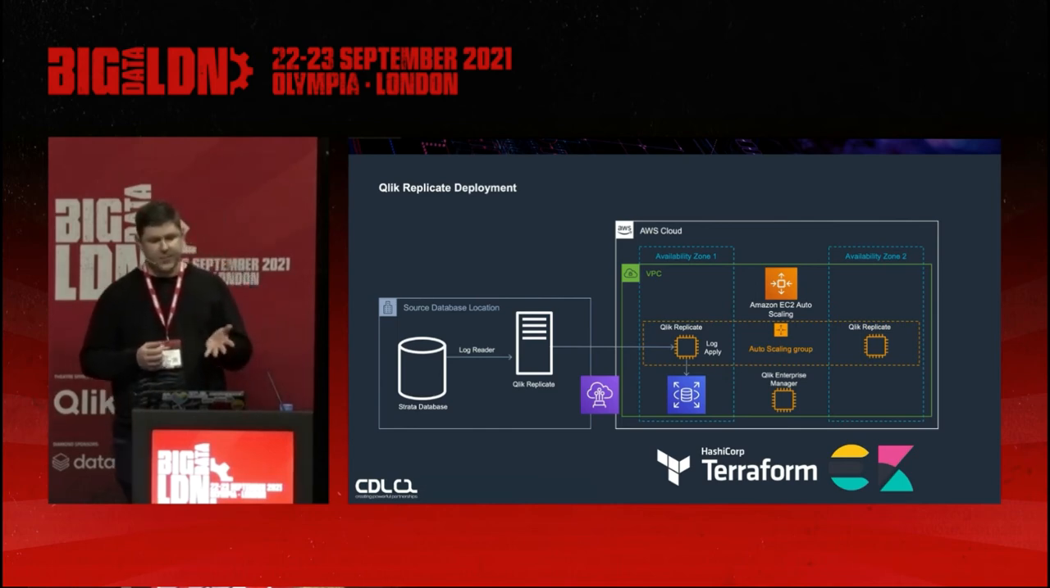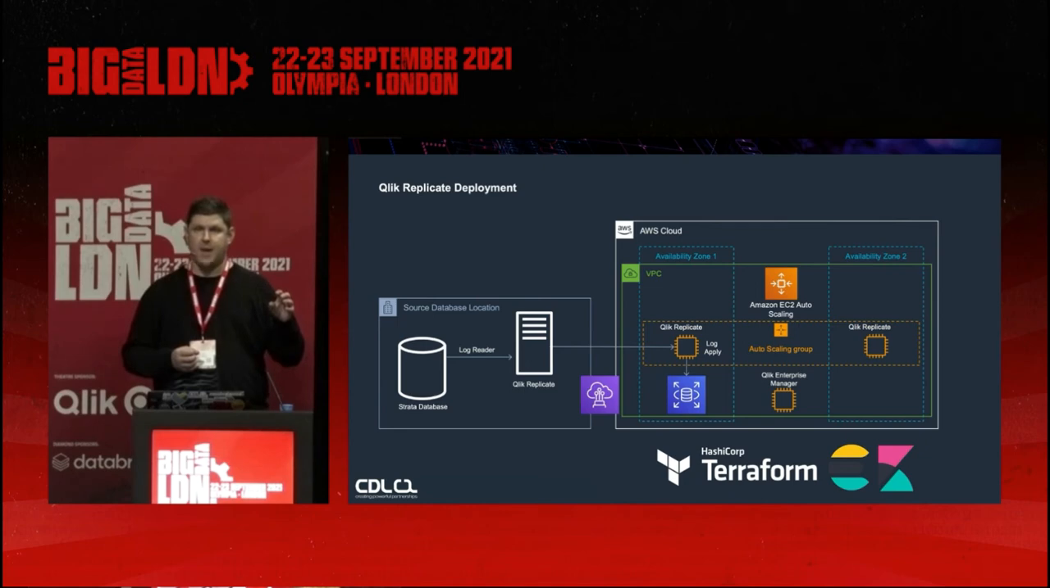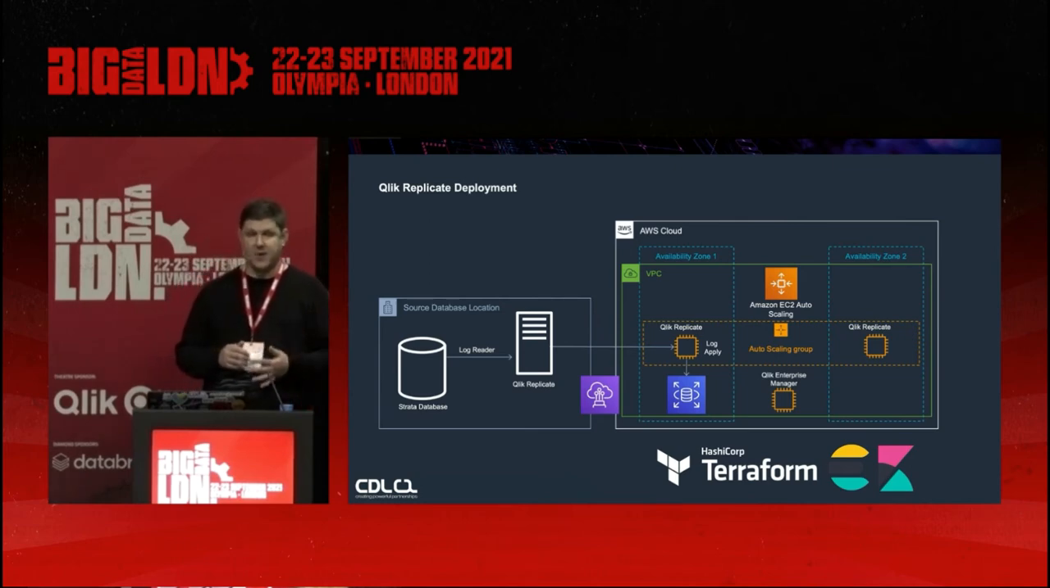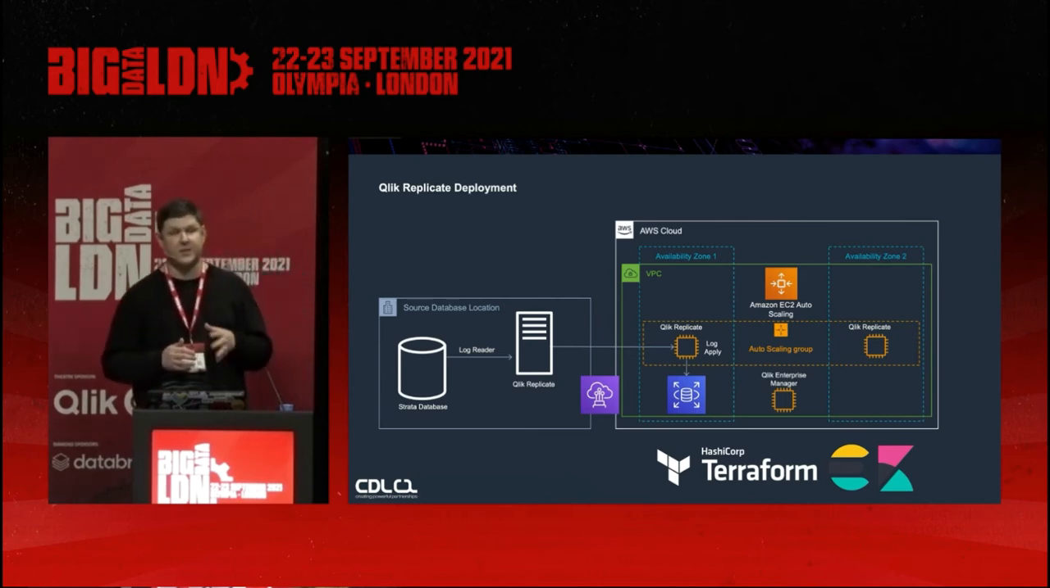The other thing we needed was to define the tasks in the Qlik Replicate product that define the process of taking the transactions from source and applying them to a target. And to do this, we use the APIs that are available through the Qlik Enterprise Manager product, so that we can not only automate the infrastructure, but actually automate the deployment of all the Qlik Replicate config. So this includes registration of the Qlik Replicate servers with the Enterprise Manager, and also the creation of the task definitions.